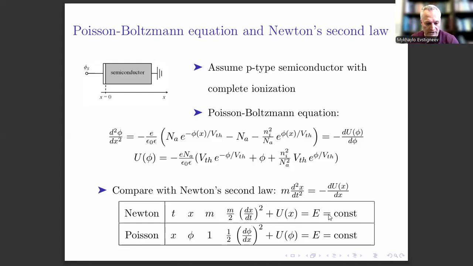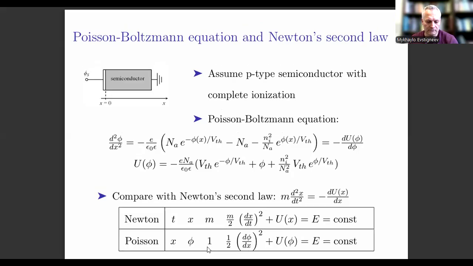So we can draw the same conclusion with respect to the Poisson-Boltzmann equation. Kinetic energy is 1/2, mass is 1, and the velocity-like term would be d phi by dx. Now it needs to be squared in order to get kinetic energy. Potential energy is u of phi, which is written down here, and the sum must be a constant.